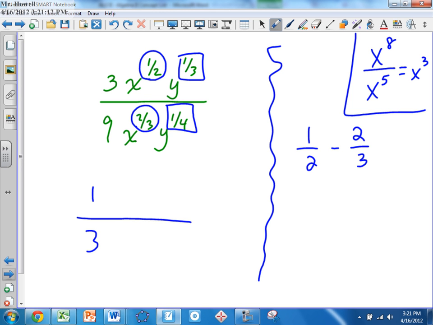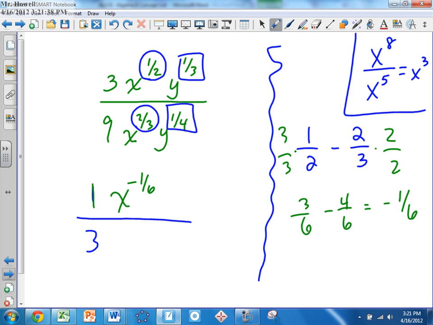Common denominator is 6. So 3 by 3 on this side, 2 by 2 on this side. I end up with 3 over 6 minus 4 over 6. What do I get? Negative 1. Negative 1 over 6. All right, that's great. Negative 1 over 6. So I have x to the negative 1 over 6. Okay, there's my answer for that part.